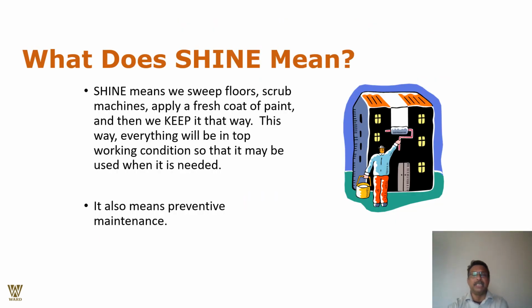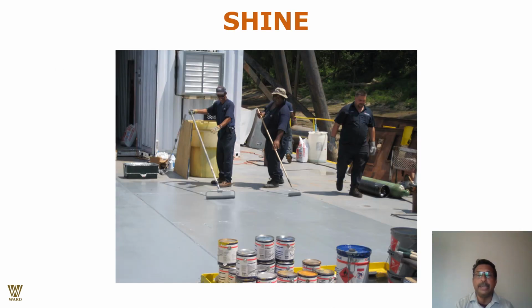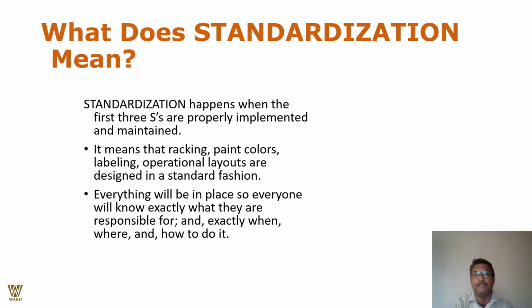So what does shine mean? Shine means we sweep the floor, we scrub the machine, apply a fresh coat of paint, and keep it that way every now and then. This way, everything will be in top working condition so that it might be used as and when needed. It also means preventive maintenance. This is an example just right now in front of your screen.